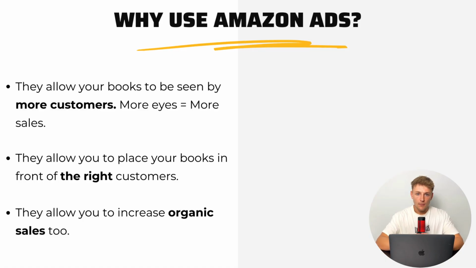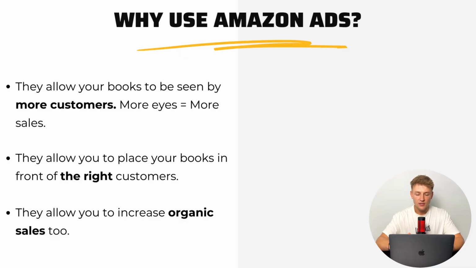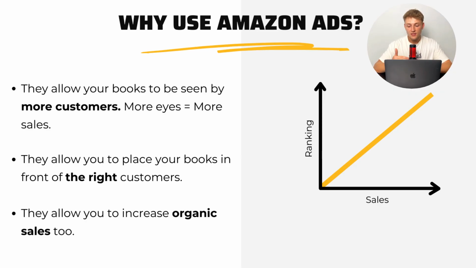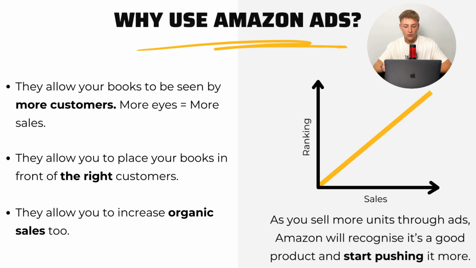And finally, and probably most importantly, they also allow you to increase your organic sales too. So a lot of people just think Amazon ads are their own separate thing from the rest of KDP. It's all completely intertwined, and it's really important to understand this idea of increasing organic sales too. So this graph explains it really well. The more sales that you get on your Amazon KDP books, the more keywords you're going to rank for, the more products you're going to rank against, and crucially, the higher in the Amazon search results you're going to rank. Because ultimately, as you sell more of your units through your ads, Amazon will start to recognize that this is a good product and it's going to push it itself organically.